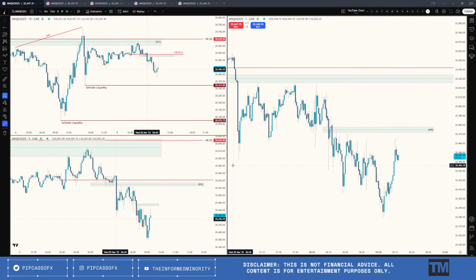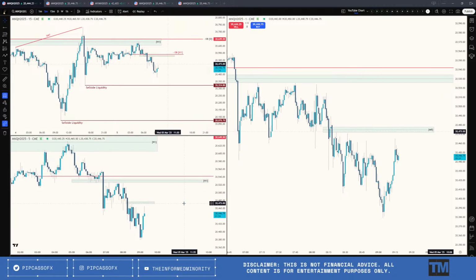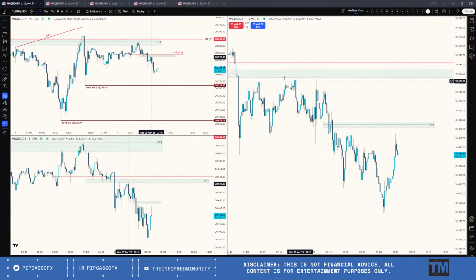But yeah, that's what we're looking for today. Remember, this is a 5-minute fair value gap. If it's unable to get up here, it comes here and rejects. That's showing a lot more weakness. If it can trade up into here and then reject, that means it's not going to come up here, at least not yet. So we'll see what we're going to get.